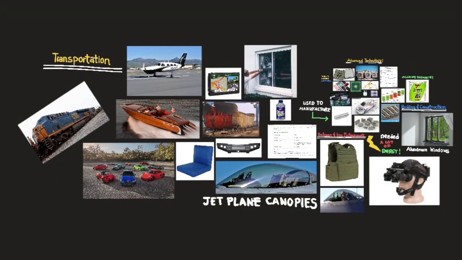So the general overview of chlorine is that it's used in various types of chemistry. It's used to manufacture things that involve transportation, advanced technology, building and construction, jet plane canopies, defense and law enforcement, and various other products that we use every day that we don't even realize involve chlorine chemistry. Although the final product may not include the element chlorine within the compound itself, chlorine is still involved in the process of creating that product.